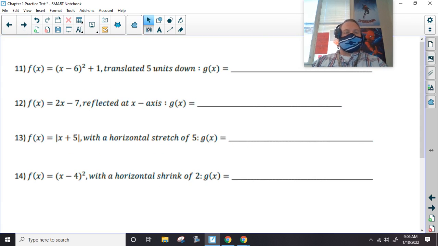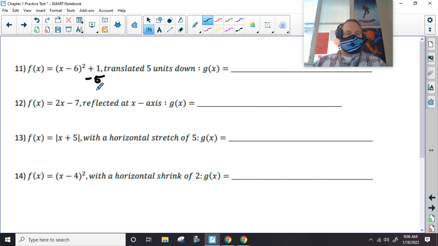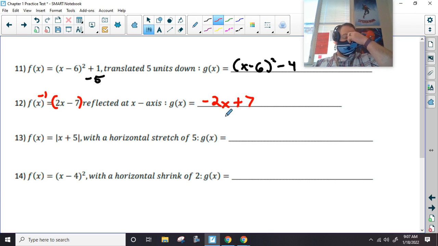Good deal. All right. This one, we are translating 5 units down. So we just subtract 5 from here. So this now becomes (x minus 6) squared minus 4. Reflected at the x-axis, that means we multiply everything by -1. So now -2x plus 7.